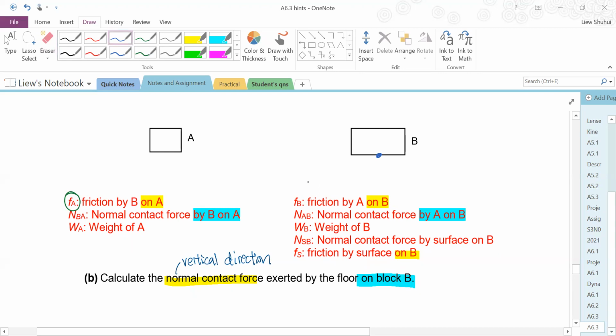Pause the video here. Do try now to draw the direction of the forces on A and B before you continue with part B.